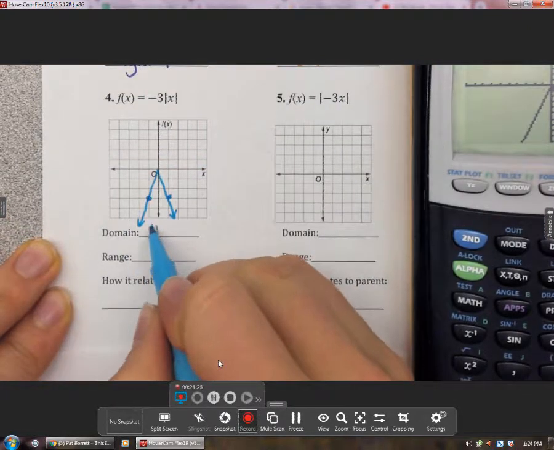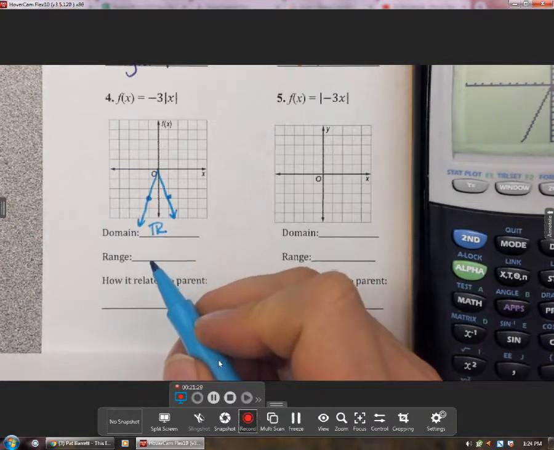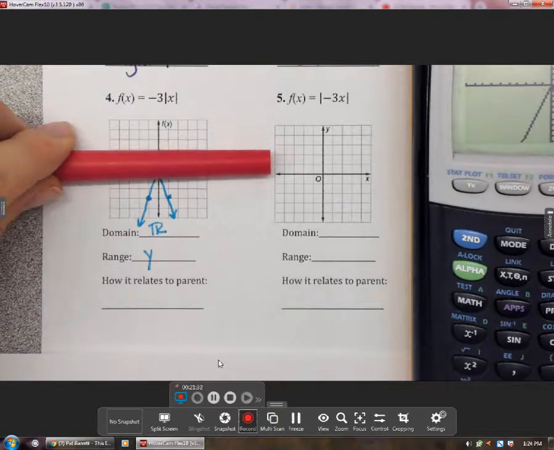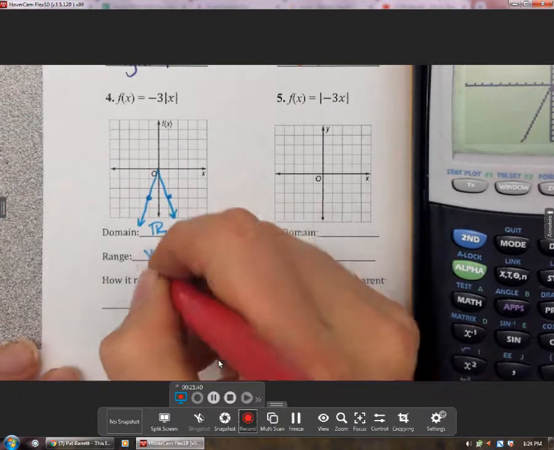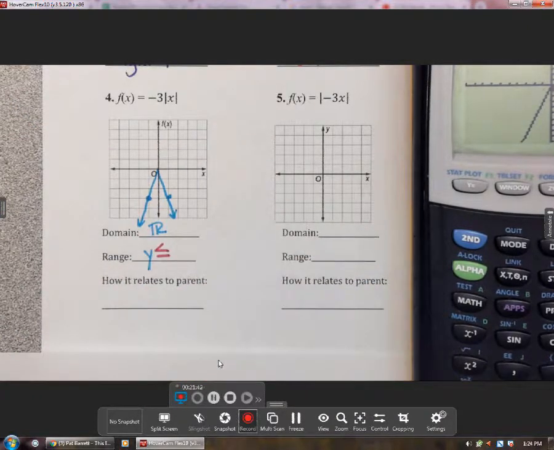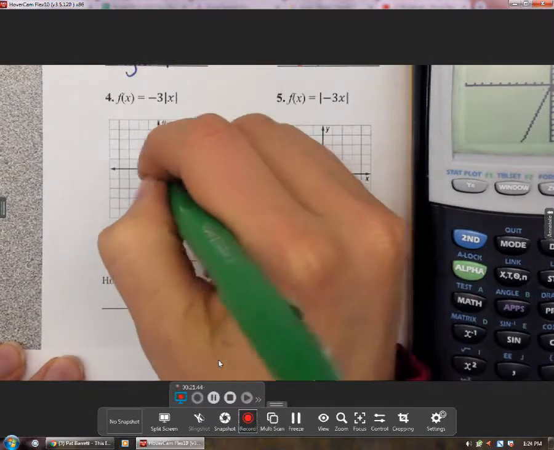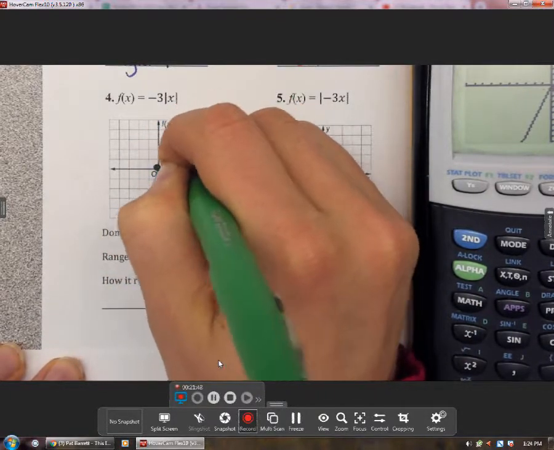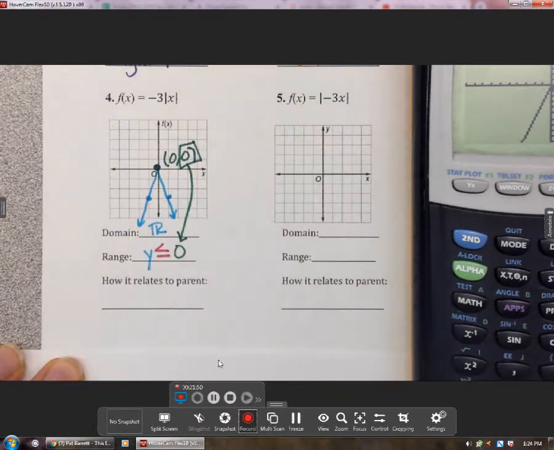Domain is all real numbers. The range this time, y is, here's my pen, my graph above or below. It's below. So this time I'm going to write y less than or equal to. My vertex point is the point 0, 0. So the y value is going to come down here.